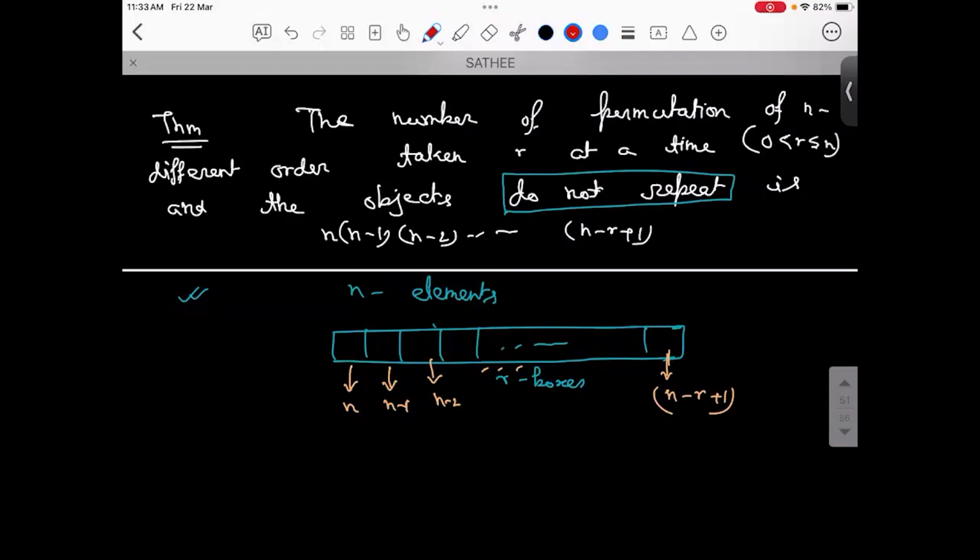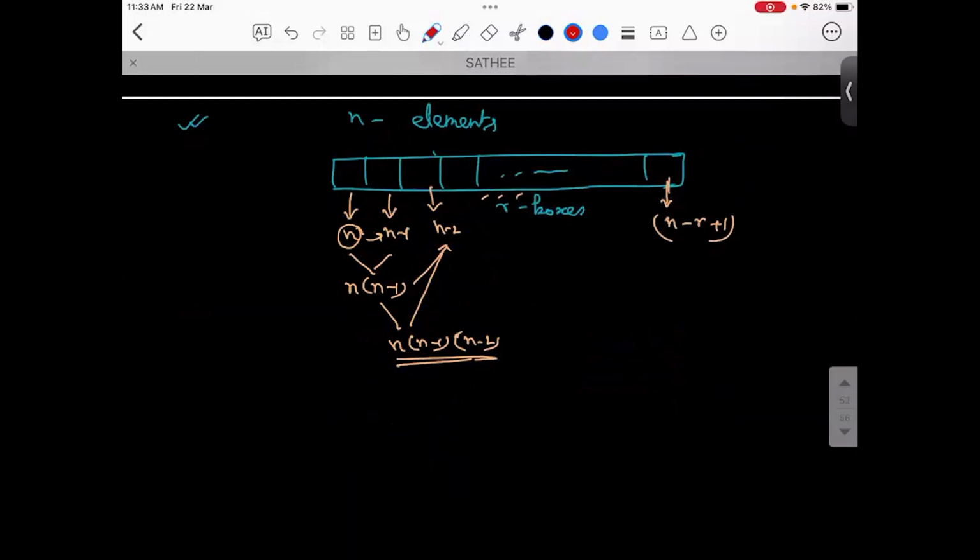Now one can ask why we multiply these choices. Because you can see for n many choices, we have n minus 1 choices here. Now for these two positions, we have a total of n into n minus 1 choices. For this many choices, we again have n minus 2 choices. So we will have n into n minus 1 into n minus 2 choices. For each of them, we have that many choices. That's why we multiply.